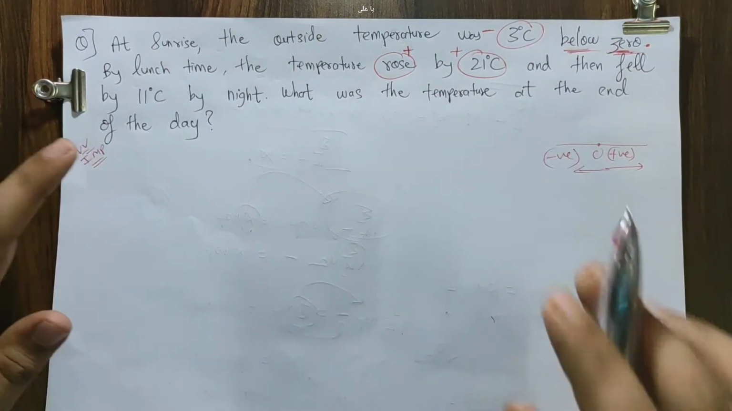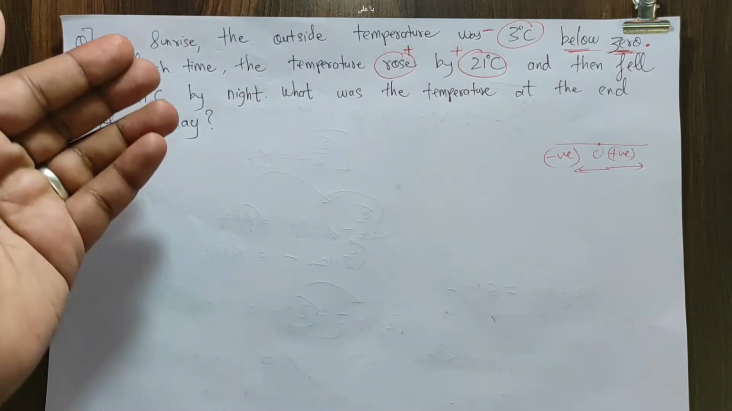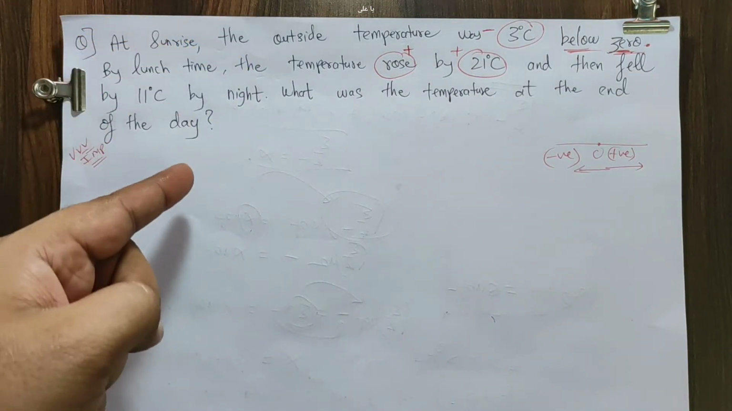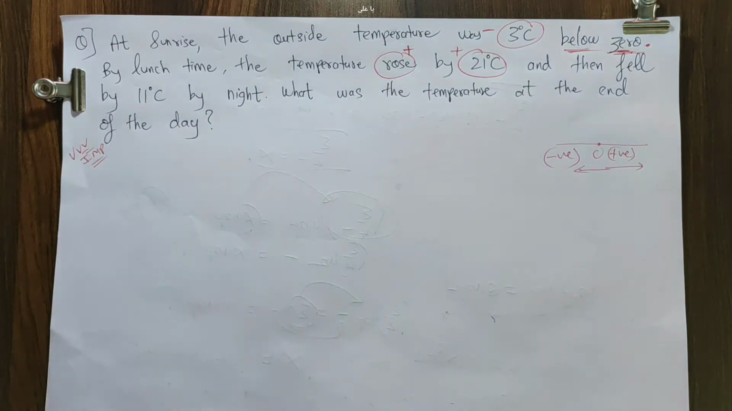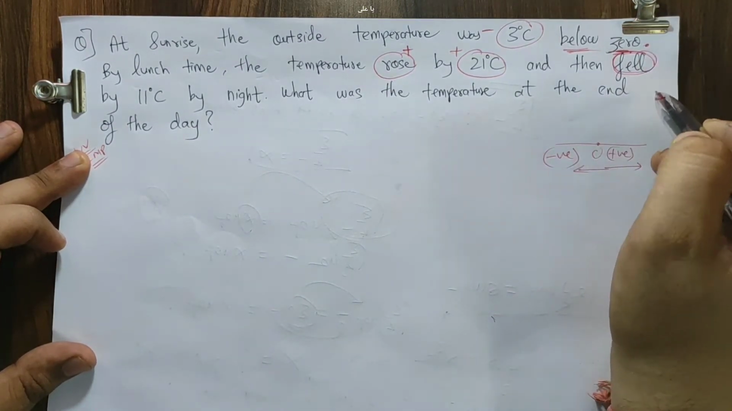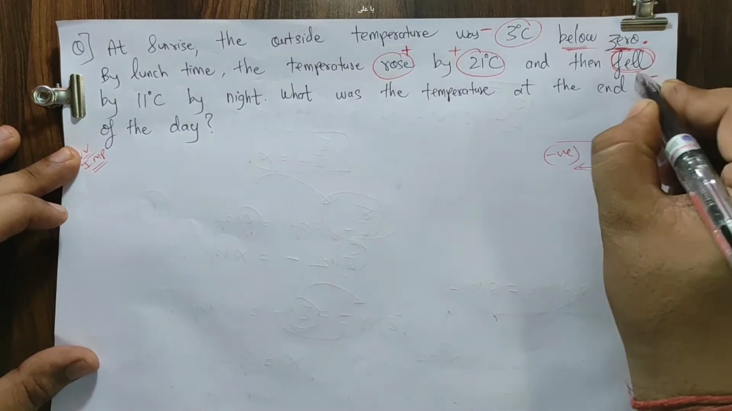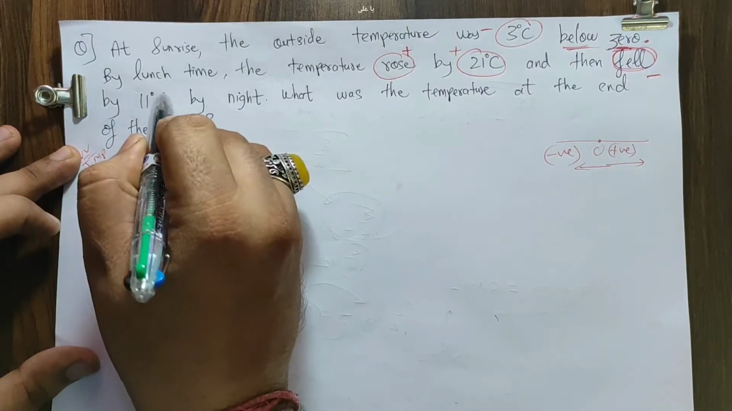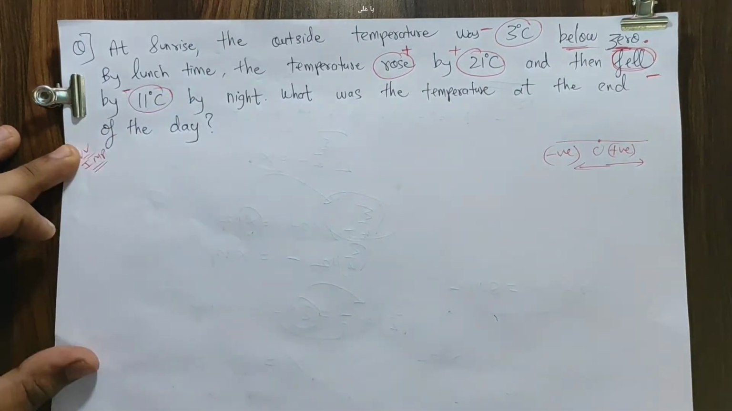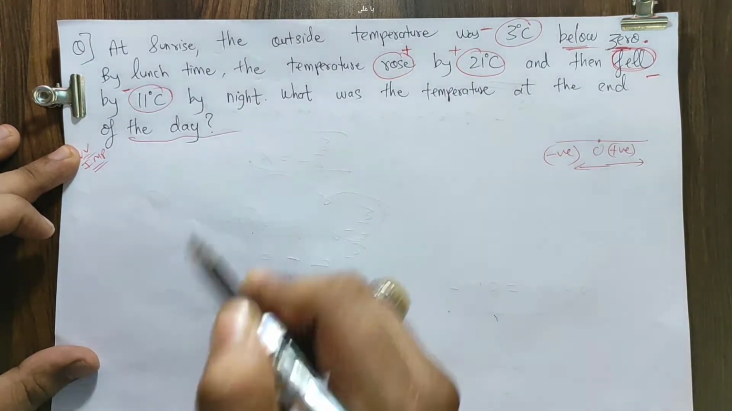Okay. And one more important point: students always read half of the sentence and just jump on the question. First read the entire word problem and then we'll start. Okay. And then fell means once again comes down. Fell means to come down. To come down means minus. Fell means minus by 11 degrees Celsius. So it will be minus 11 degrees Celsius by night. What's the temperature at the end of the day?